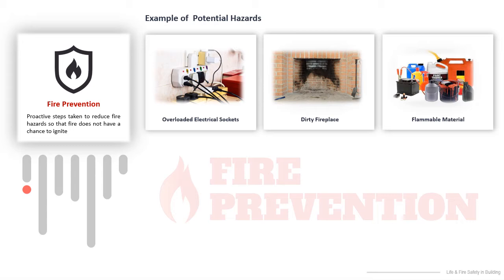For fire prevention, examples of fire hazards include overloaded electrical sockets, a dirty fireplace, an unattended burning candle, improperly stored flammable material, and poorly maintained heating or electrical systems.